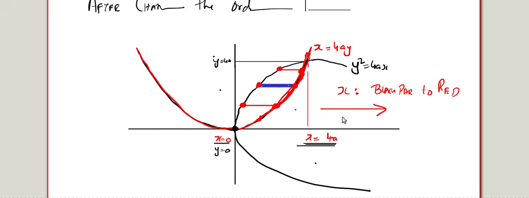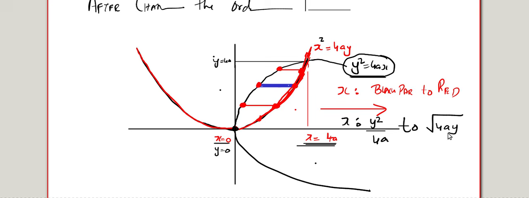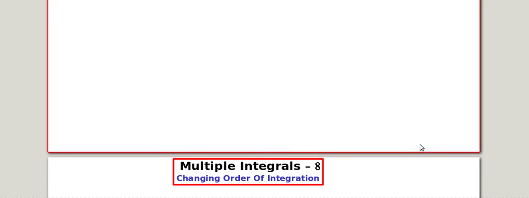Now the x value in the black parabola is y square by 4a. The black parabola equation is over here. The x value is y square by 4a. The x value in the red parabola is square root of 4ay. Okay. Now the last thing, write the given integral as such.